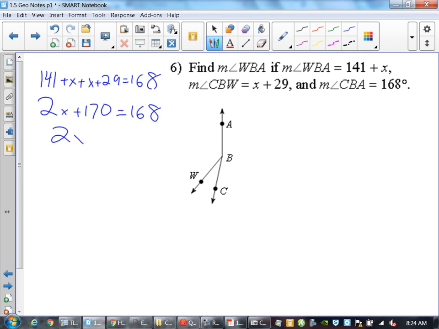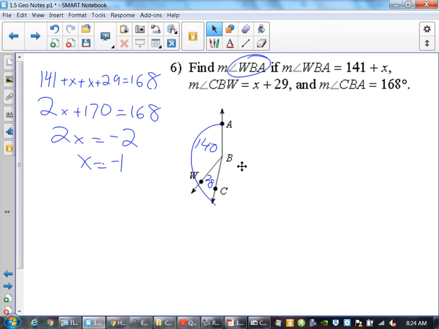So you get x equals 1. But then what do you do? You substitute back in. So if they're asking to figure out WBA, what's 141 minus 1? 140. And then the other one would be 28. Hey, look at that. Put them together, you get 168. It should, because that's what it says.